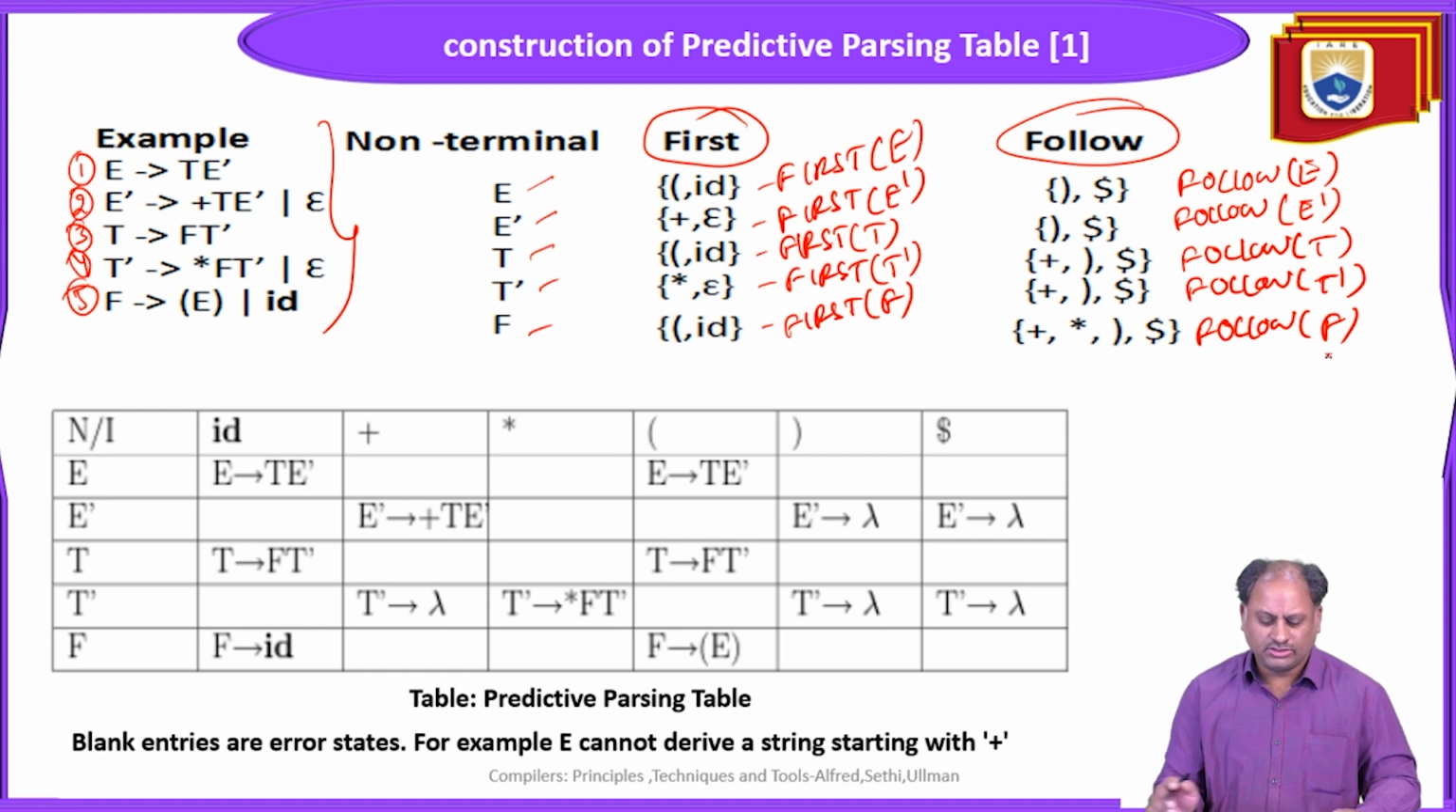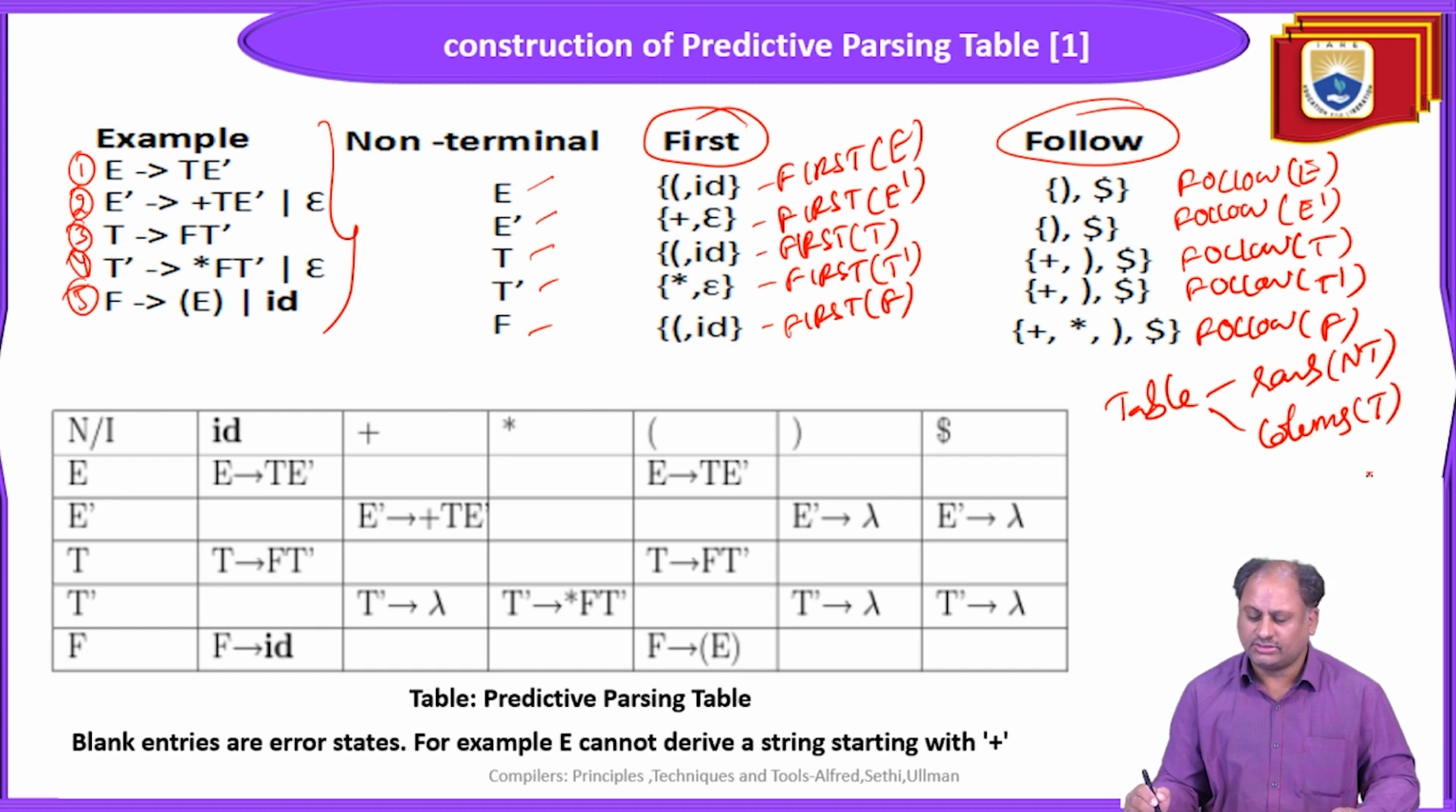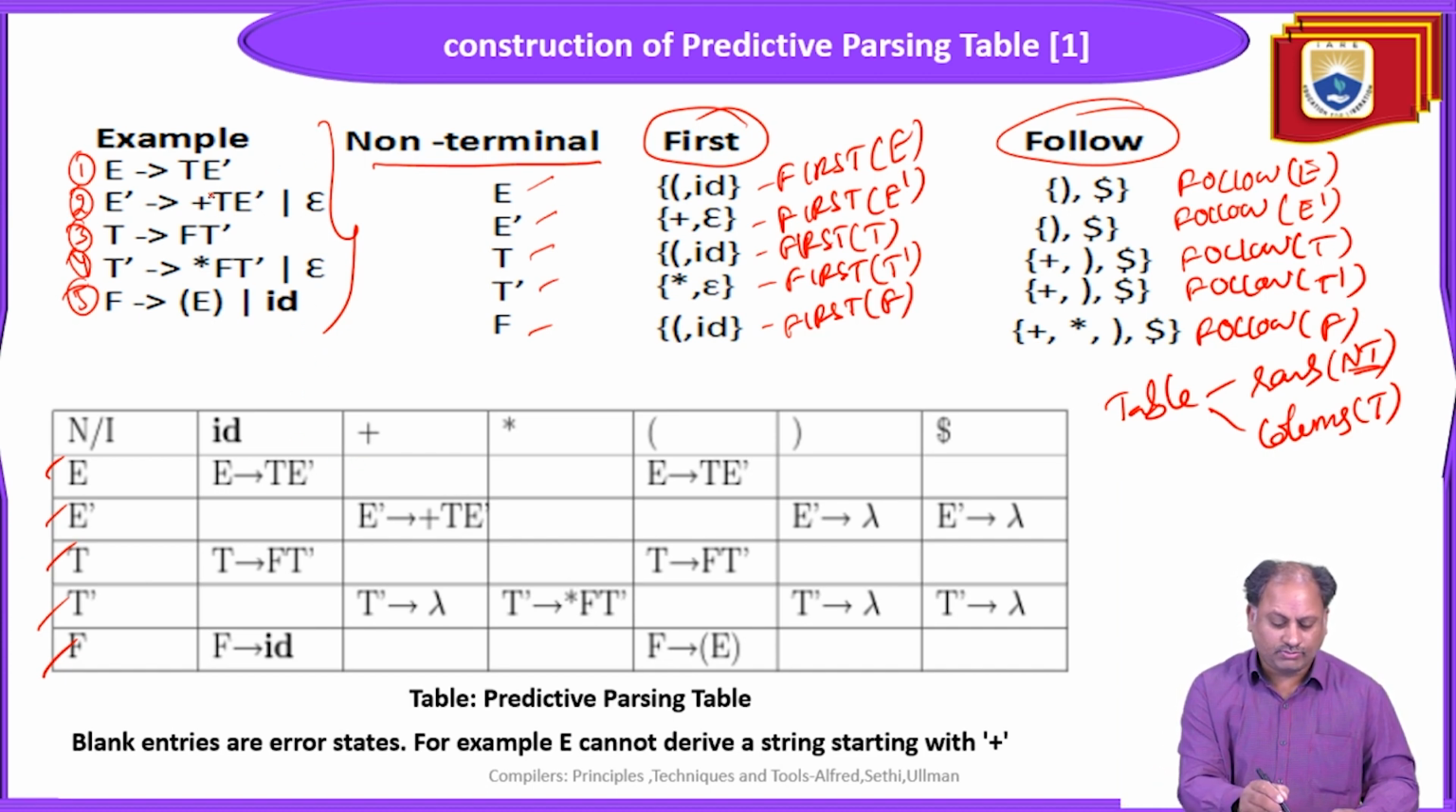So we are going to list out all the non-terminals and construct a table which contains rows and columns, where the rows are written with the corresponding non-terminals and the columns with terminals. The non-terminals here are capital E, E dash, T, T dash, F. What are the terminals in this given grammar? Plus, star, identifier, left parenthesis, right parenthesis.